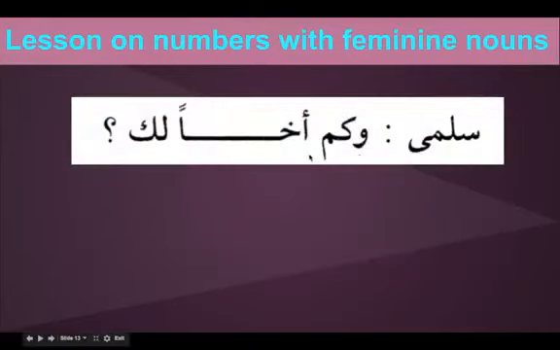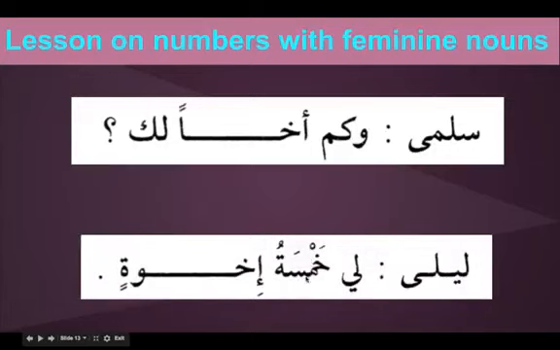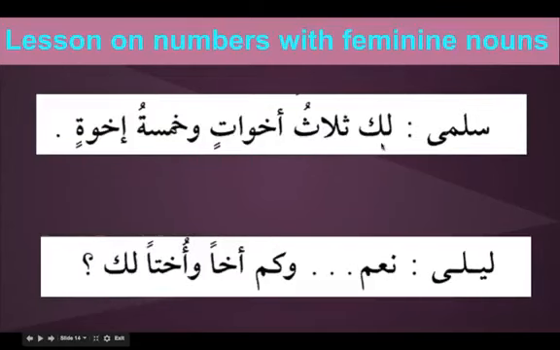So Salma is asking, wakam akhan lucky. So how many brothers do you have? So she says li khamsatu. See, here now we got a masculine noun mudhakkar ikhwatin. So we said khamsatu, li khamsatu ikhwatin. So for sisters, you say li thalathu. It's not thalathatu, thalathu. So listening, laki thalathu akhwatin wa khamsatu ikhwatin. Just repeating again. Laila says naam. So I have 3 sisters and 5 brothers.